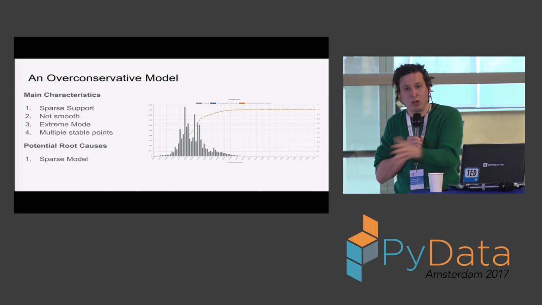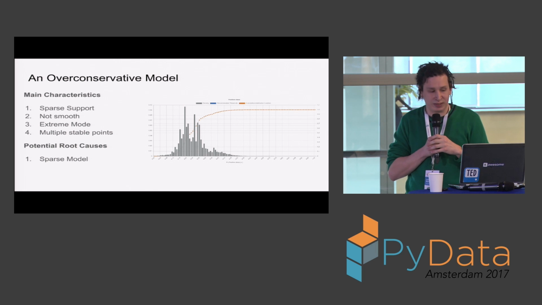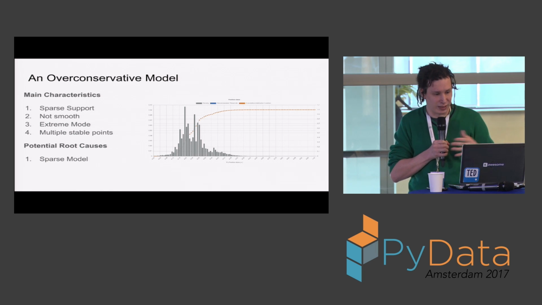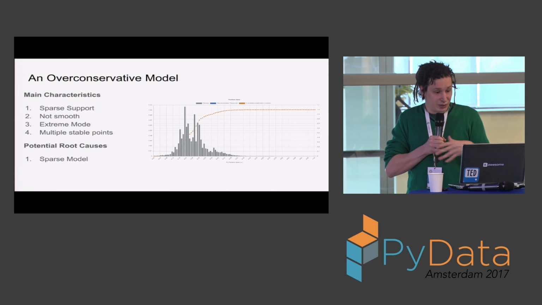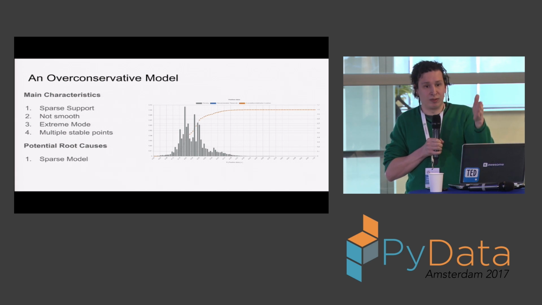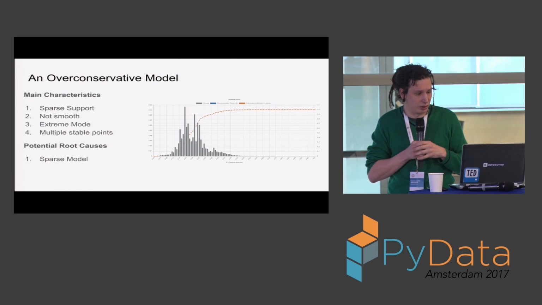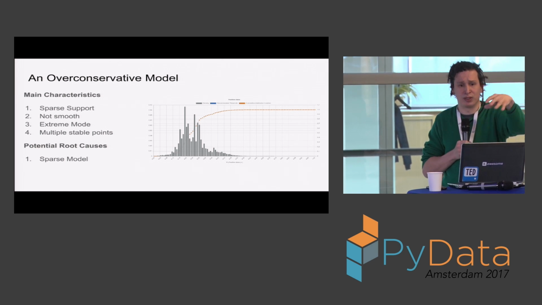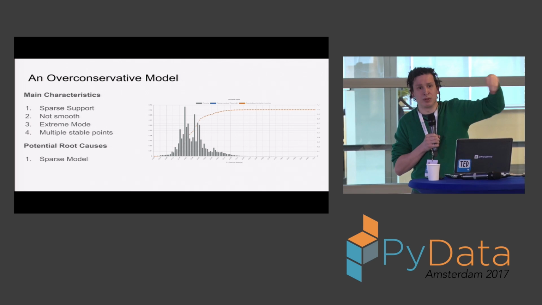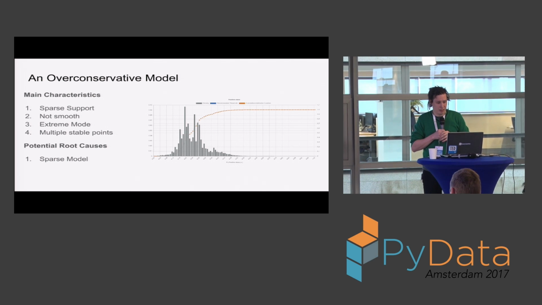That means not all the possible probabilities are present. It's not smooth at all because it's very shaky. It's more like a nervous model. There are extreme modes. The most frequent value is very close to 0 or 1, in this case closer to 0. And there are multiple stable points. Wherever you drop the ball, it will get stuck.